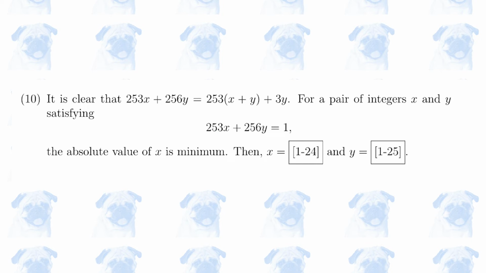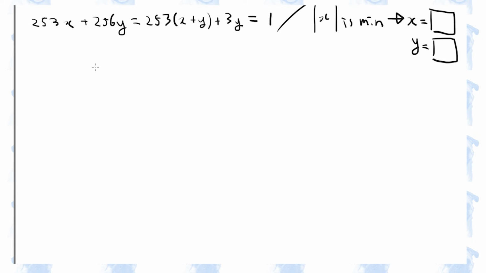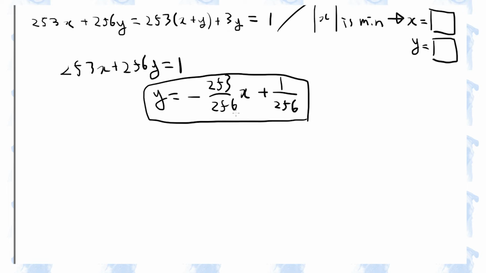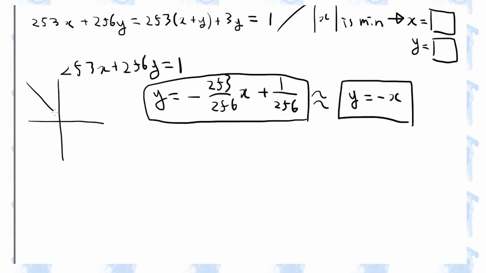Number 10. Let's try to visualize what is happening in this question. Let's express y in terms of x. Now this linear equation is very similar to y equals minus x, because the coefficient of x is really close to minus 1 and the y-intercept is a very small number. So the graph of this linear equation will look something like this.